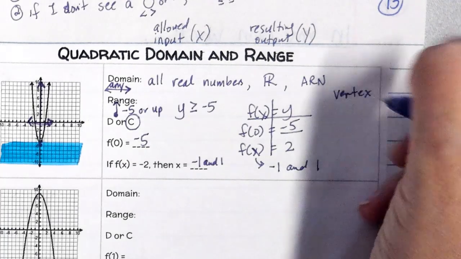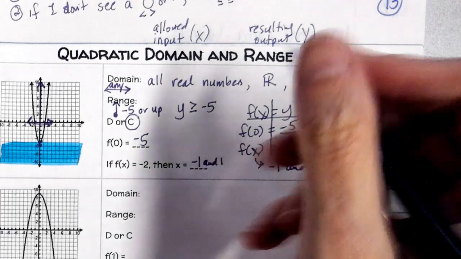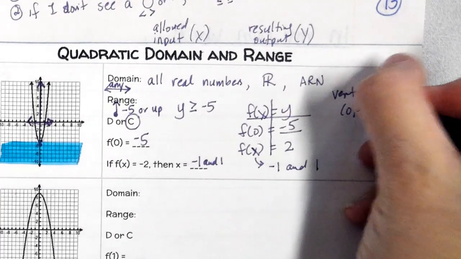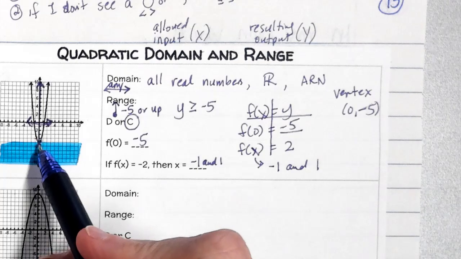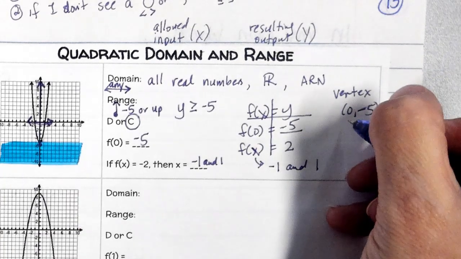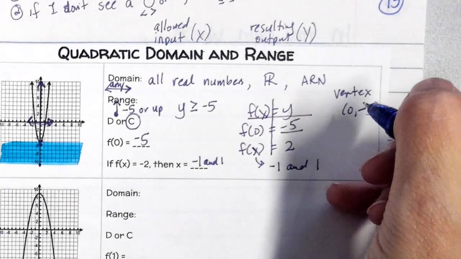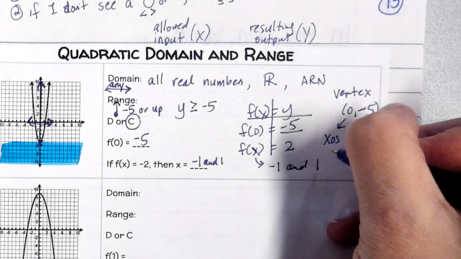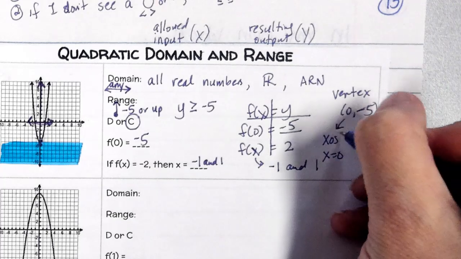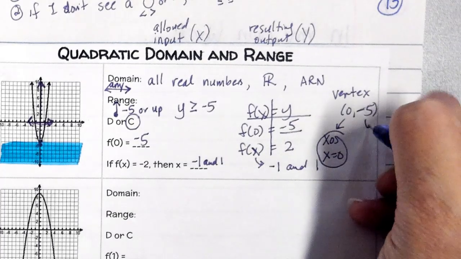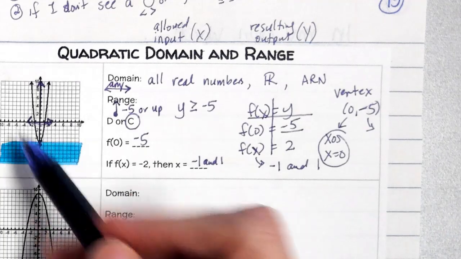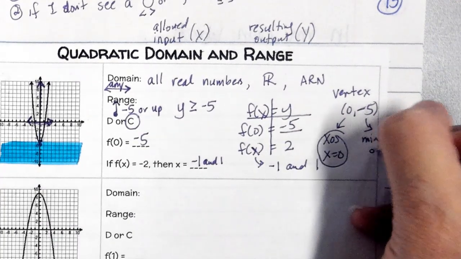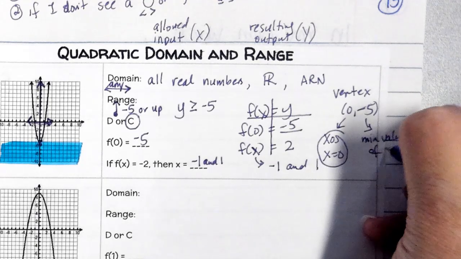Okay. Well, my vertex is 0, -5. Okay, it's right there at 0, -5. And my vertex tells me two really important pieces of information, okay? It tells me my axis of symmetry, which is x equals 0. It tells me that since it's pointing up, I have a minimum value of -5.